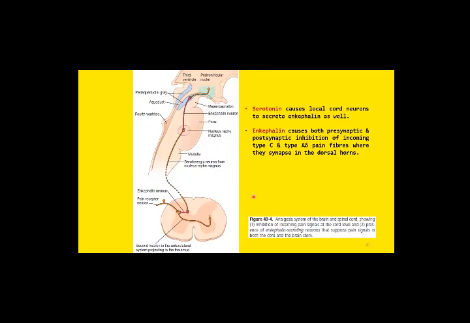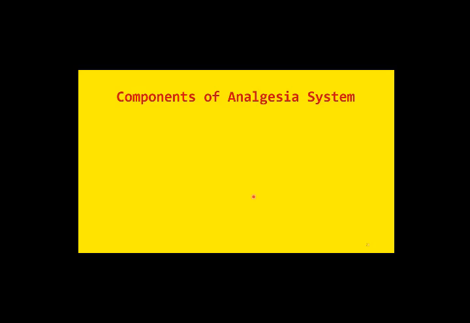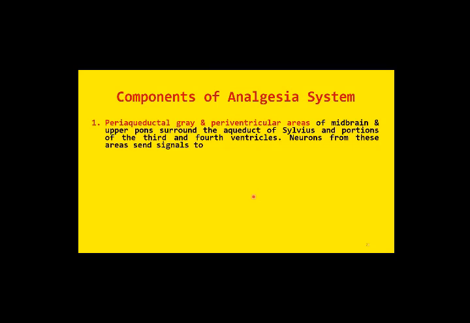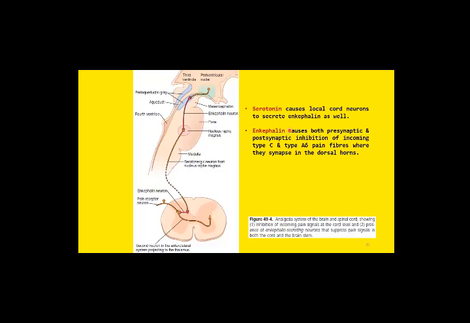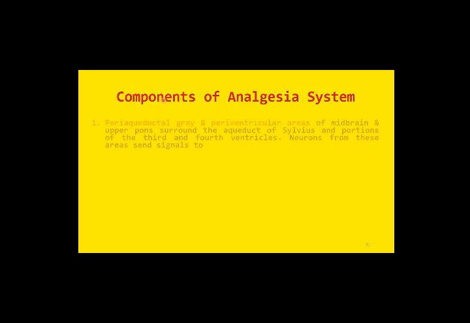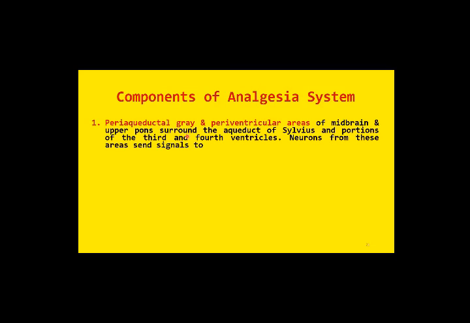So this is the analgesia system, and the components include the periaqueductal gray region and the periventricular area of the midbrain and upper pons. So here you can see this is the periaqueductal gray region, and these are the periventricular nuclei. So these are the components of the analgesia system.